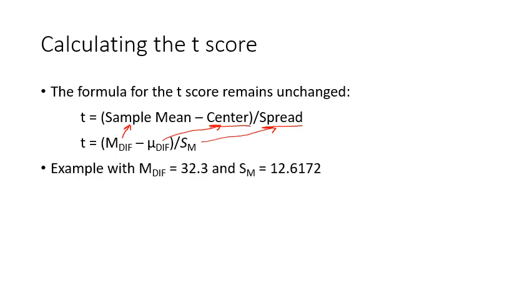And so an example of how this would work, if we have an example with mdiff equals 32.3 and sm equals 12.6172, then t equals 32.3 mdiff minus 0, which is mu, and every time in the paired samples t-test, divided by 12.6172, which equals a t-score of 2.56.